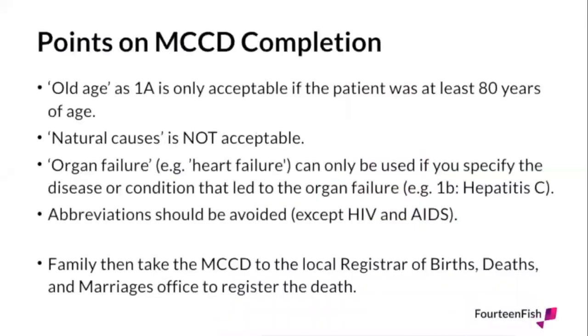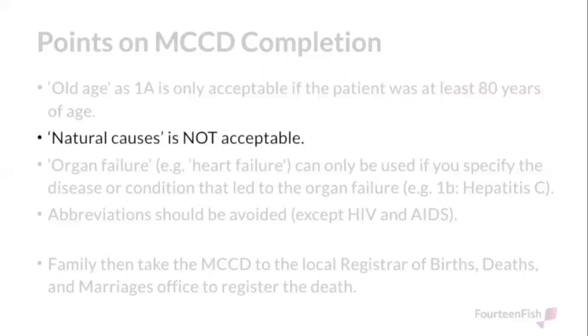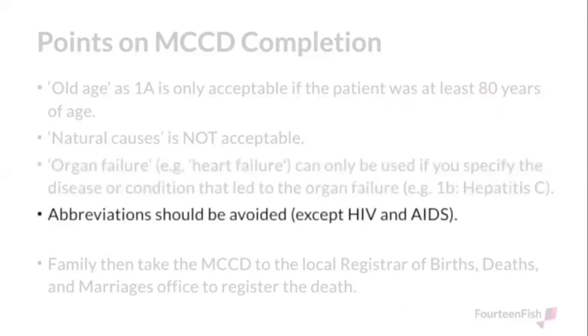There are some important things to note with regards to completing a death certificate, and that is you can only list old age as the 1A, the primary cause of death, if the patient was at least 80 years of age. Natural causes is not an acceptable term to be using on a death certificate. And if you're going to be listing organ failure as a cause of death, it can only be used if you specify a disease or condition that initially led to that organ failure. So in the example of heart failure, you need to list myocardial infarction as the leading cause. Abbreviations should generally be avoided, except in the case of HIV and AIDS.